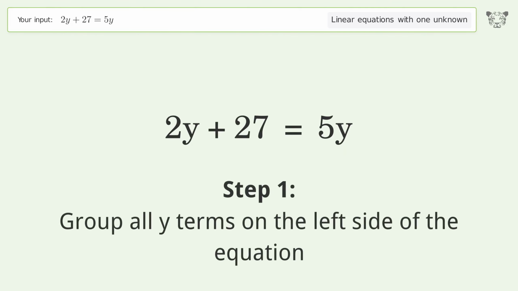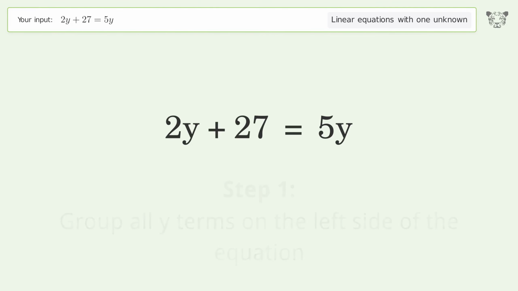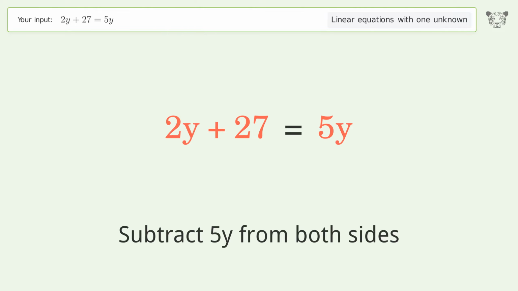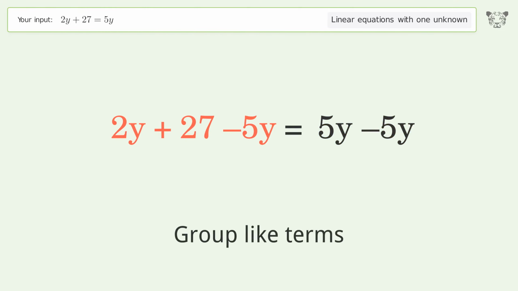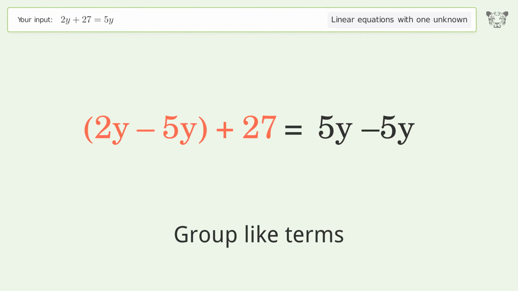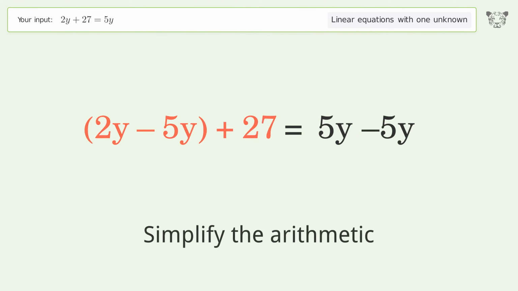Group all y terms on the left side of the equation. Subtract 5y from both sides. Group like terms. Simplify the arithmetic.